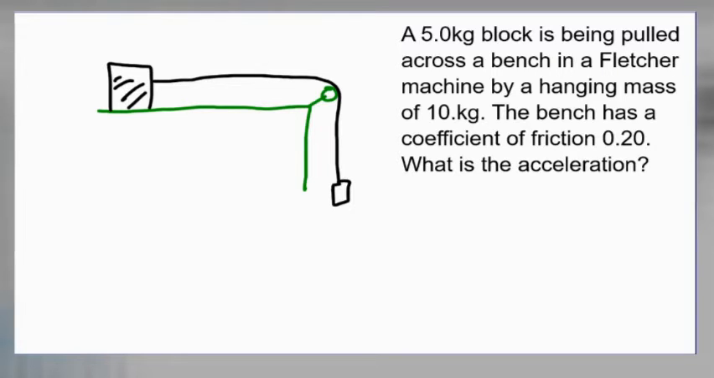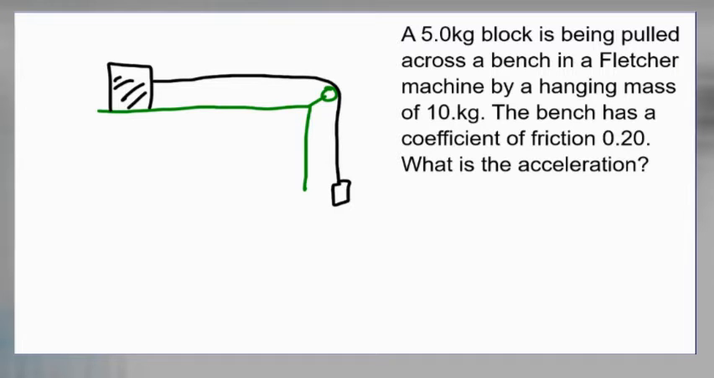So we need to take our net forces and determine each of those and apply this to our Fletcher machine scenario. We have a 5 kilogram block being pulled across a bench in a Fletcher machine. We're going to make some assumptions: the Fletcher machine on the bench is flat and level, the string connecting these things has no mass, and the pulley is frictionless and has no mass.